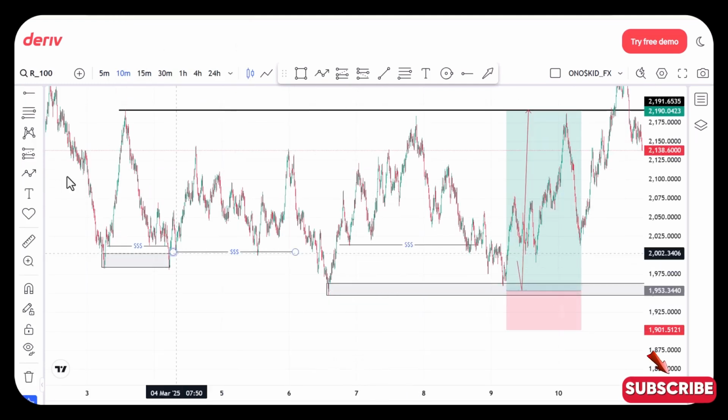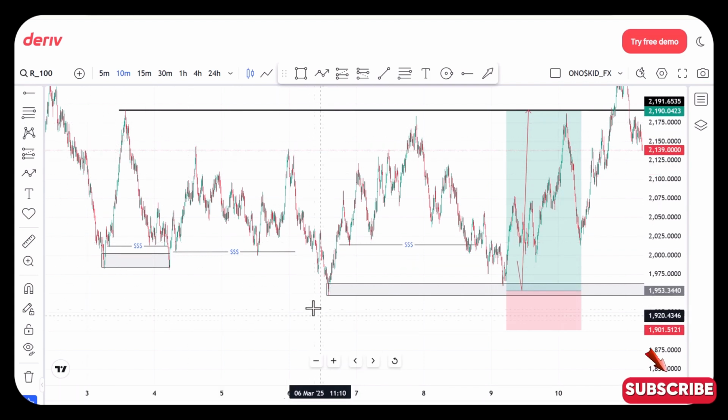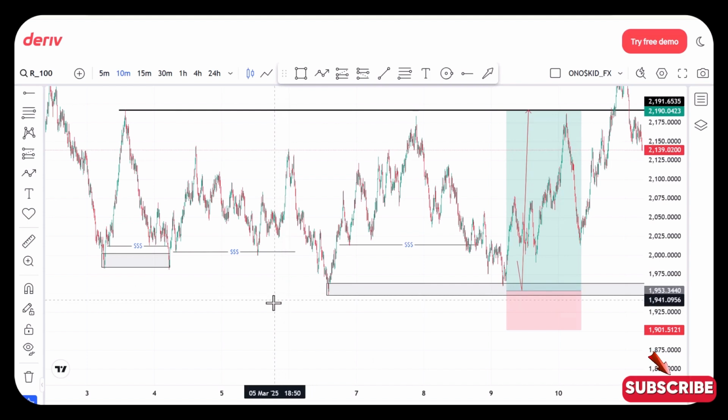Now look at this as well. This is volatility 100 index. All right. Now after doing the whole analysis, my major concern or my major interest is that my POI has to be an unmitigated order block.